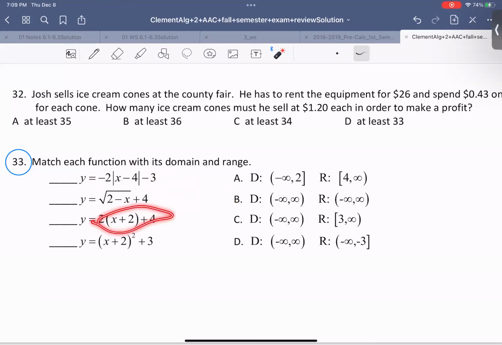This guy is going to be negative infinity to positive infinity. This guy, you have the vertex, so your y is greater than or equal to something.